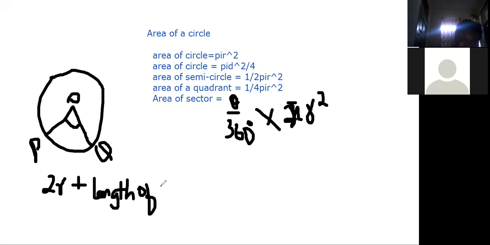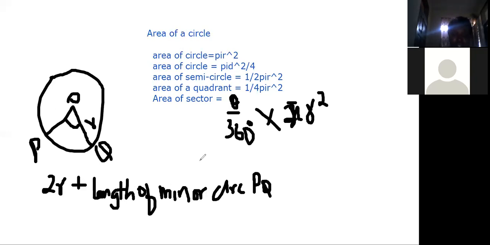the minor arc, which I've already given you. The length of the minor arc PQ. So 2r, this is r, they are radii, plus the length of the minor arc. That is the perimeter of a minor sector. Are you there?